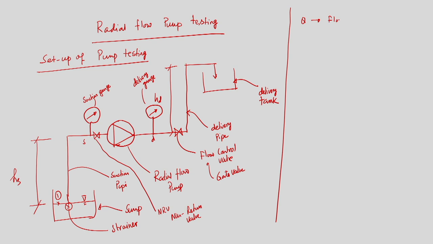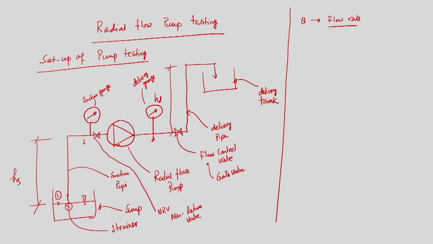and I can calculate H. How can I calculate H? Because I know the head that will be developed by the pump, that is, the total static height the pump needs to overcome, and also the frictional losses on the delivery side and in the valves, bends, all those things. So, flow rate Q and head, that is the total head developed by the pump.